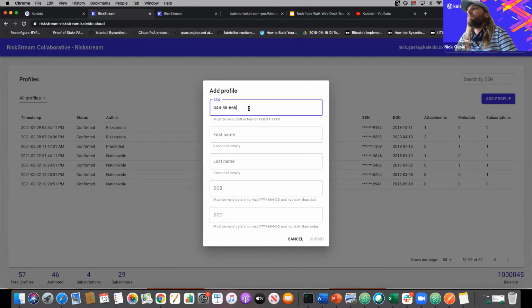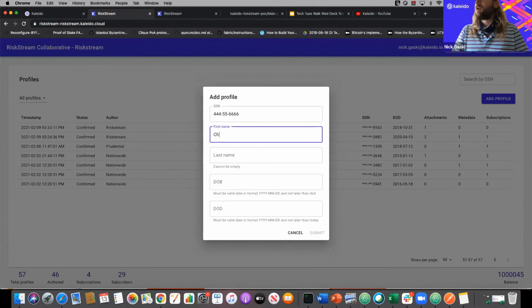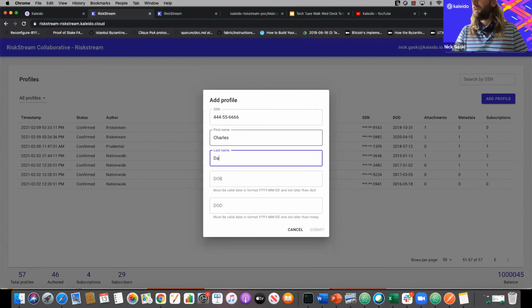So we'll see as we properly fill in an SSN, this modal will actually allow us to move on to the next one. So if I add this other 6 right here and I give it 9 digits and the 2 dashes, we're good here. So we'll call this Charles Davis. I think that was the name.